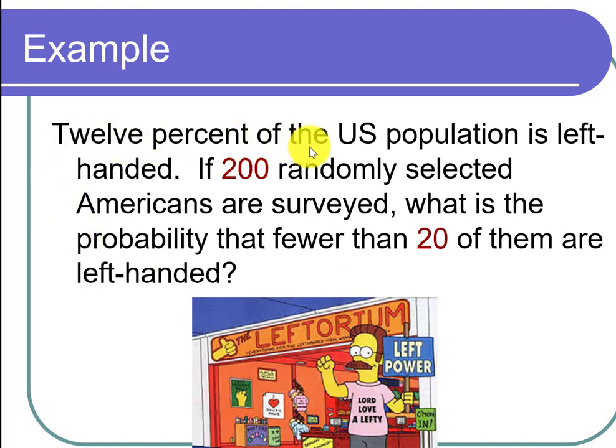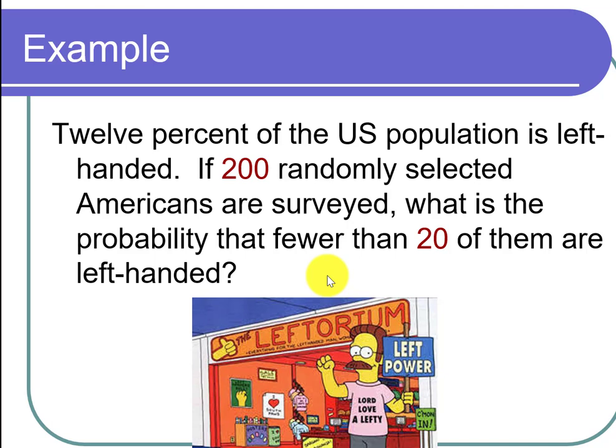12% of the United States population is left-handed, okay? And I'm one of them, by the way, I'm a lefty. If 200 randomly selected Americans are surveyed, what is the probability that fewer than 20 of them are left-handed?